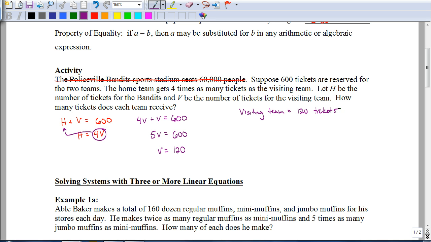Now I just need to figure out how many tickets the home team gets. Well, I can plug the 120 tickets for the visiting team into either equation. Obviously, the second one looks like it'll be the easiest. So to find out how many tickets the home team gets, you just take 4 times 120, and you get 480 tickets.